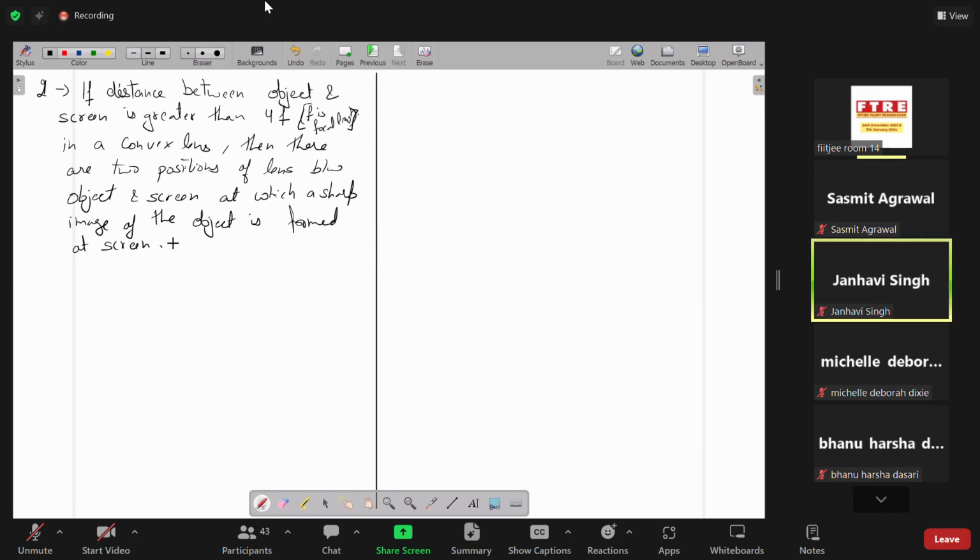Ma'am. So that means we can displace our lens in between the object and the screen, and will obtain two positions of the lens for which it will form a real image of the object on the screen. Got it? Ma'am, can you show the previous page? Yeah, sure, beta.